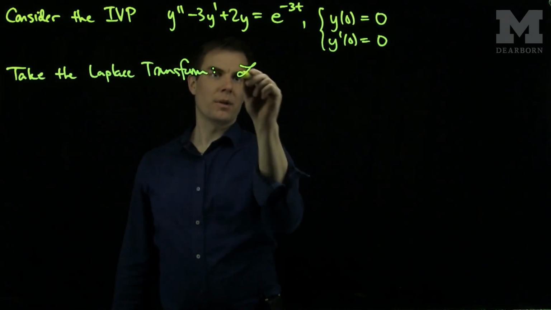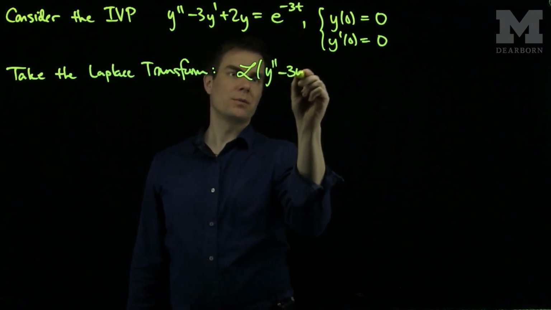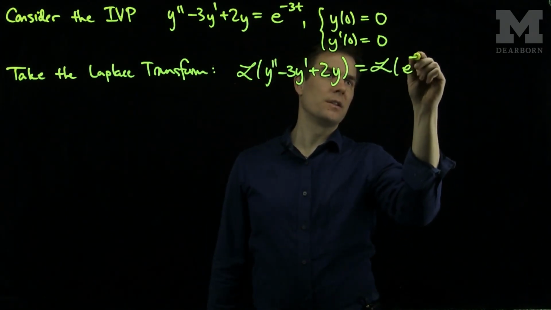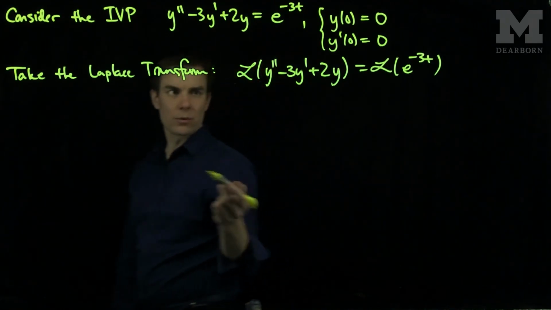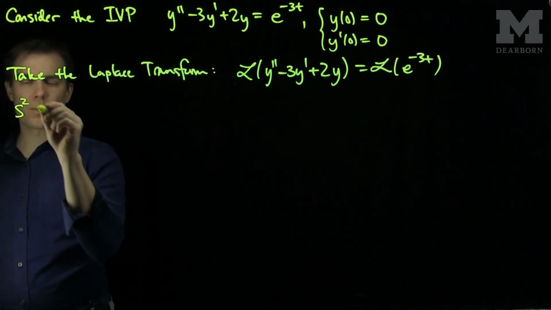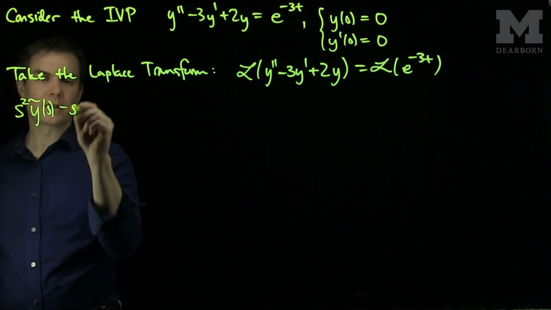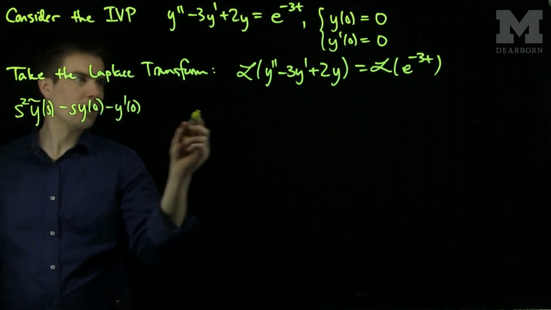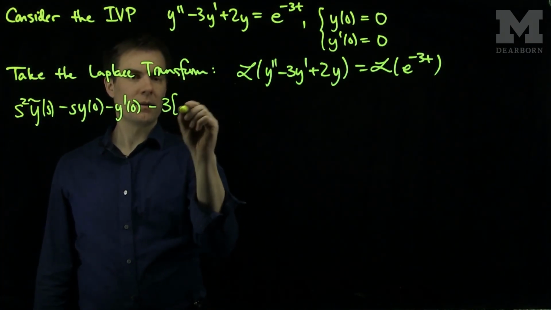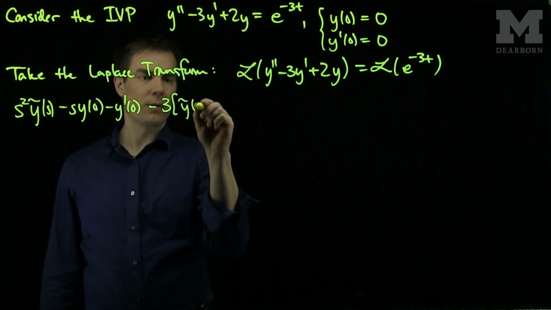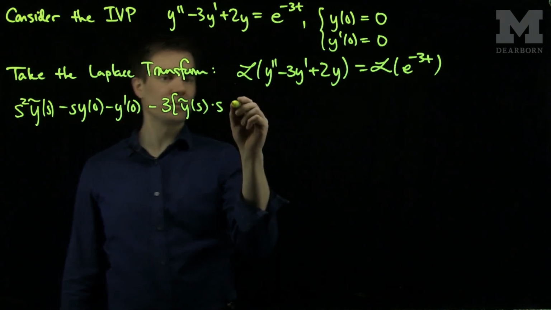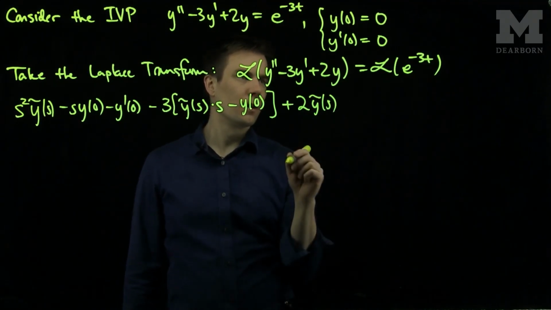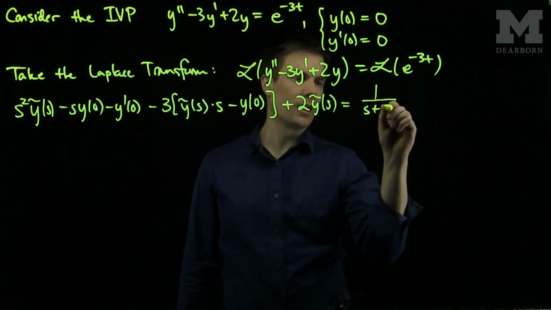In doing so, I will have the Laplace transform of the second derivative minus 3 times the first derivative plus twice the function is the Laplace transform of e to the negative 3t. Now we use our rules for Laplace transforms of derivatives. This will be s squared y tilde of s minus s y of 0 minus y prime of 0 for my second derivative, minus 3, and then we'll have the Laplace transform of y of s times s minus y of 0, plus twice the Laplace transform of y is 1 over s plus 3.